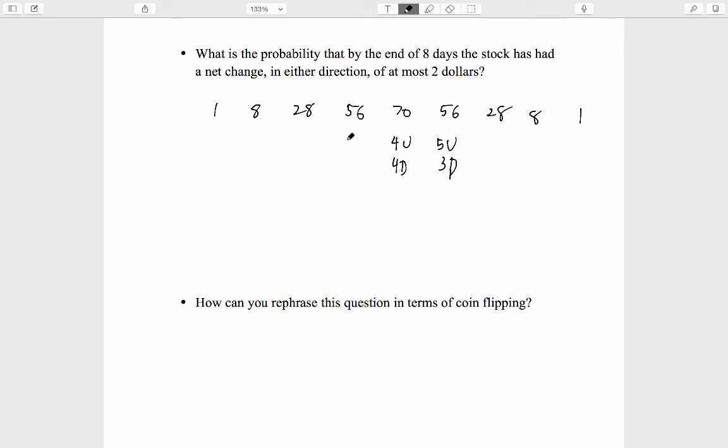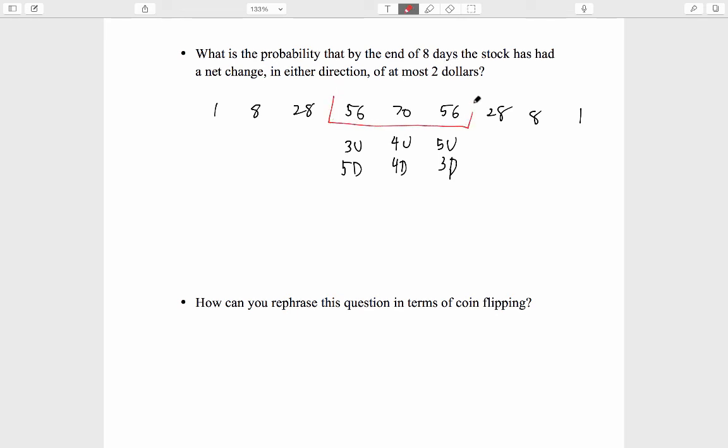Similarly here, these 56 outcomes are all the ways to obtain 3 ups and 5 downs in whatever order. That is a net loss of exactly $2. You gain $3, but you lose $5. That's a net loss of $2. And that, too, is in the event that we're asking about. All the other changes are either gains of more than $2 or losses of more than $2, and therefore do not contribute toward this event.